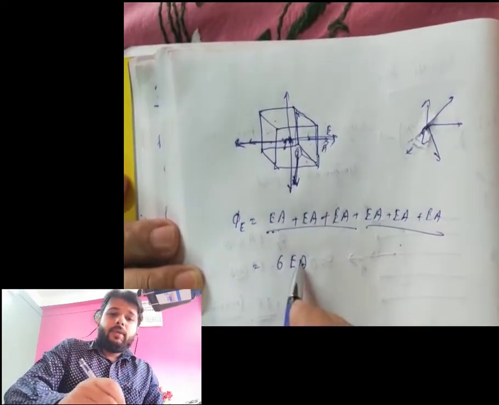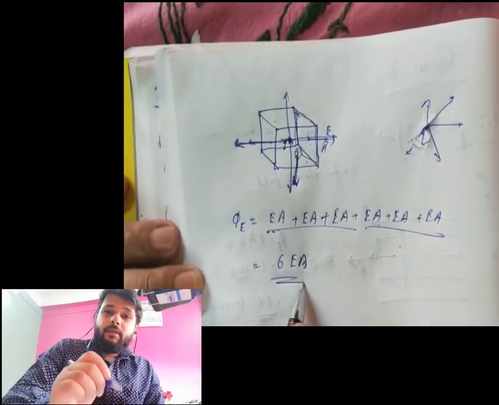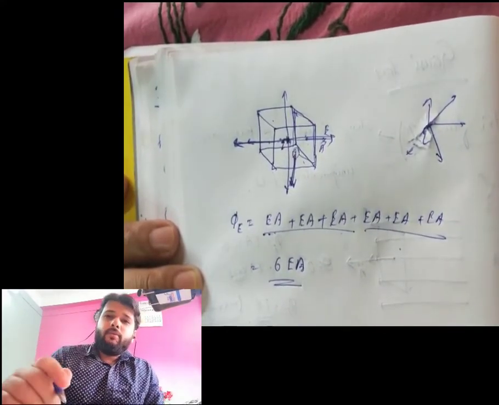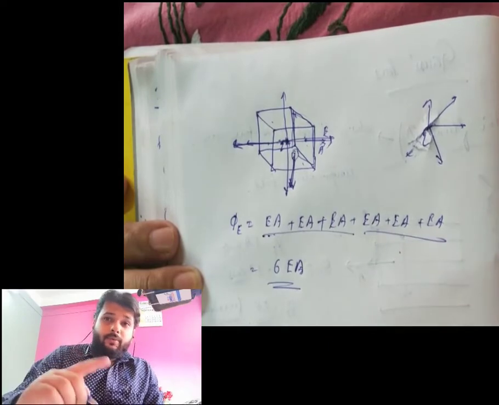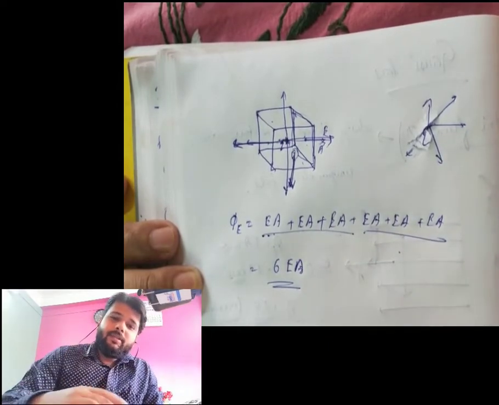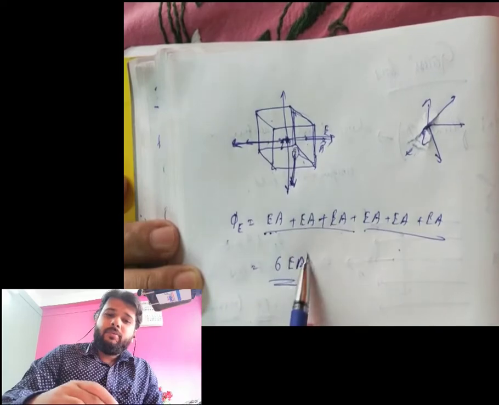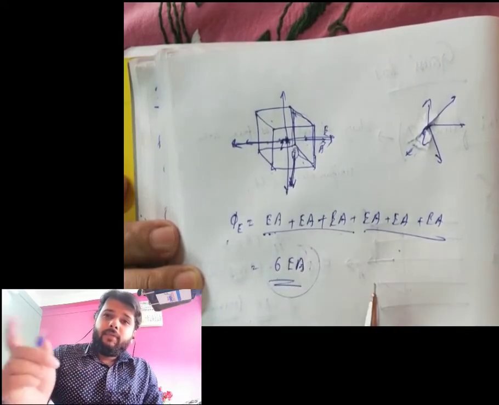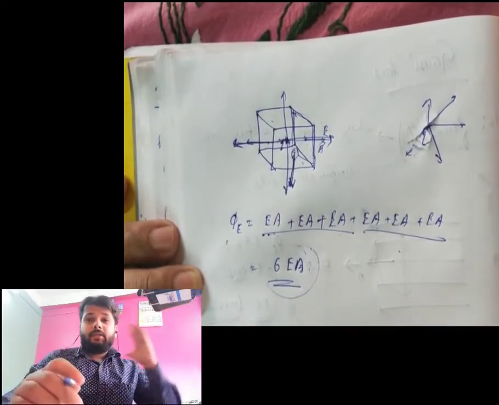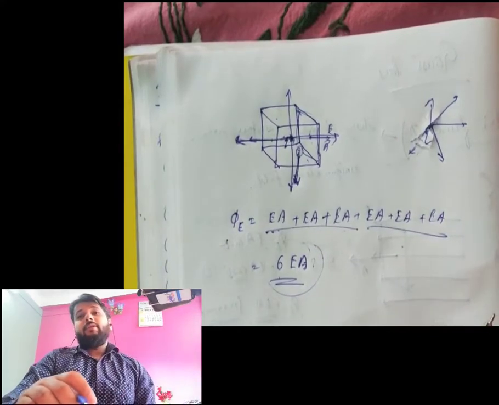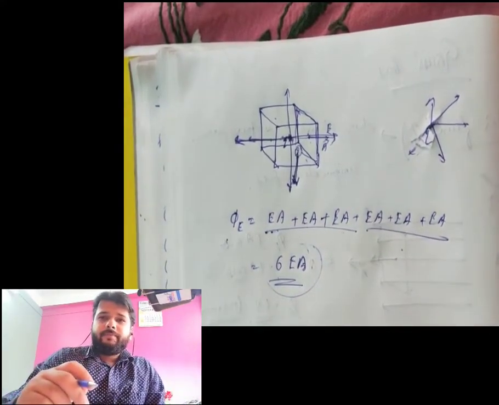So this happens when the charge is kept within the cube. It is very important. When the charge is kept within the cube, the net electric flux came out to be 6 EA, and when the charge was outside the cube, the net electric flux was 0.